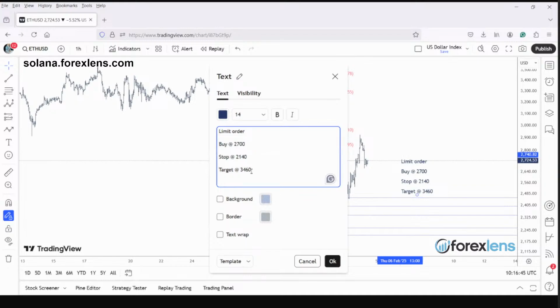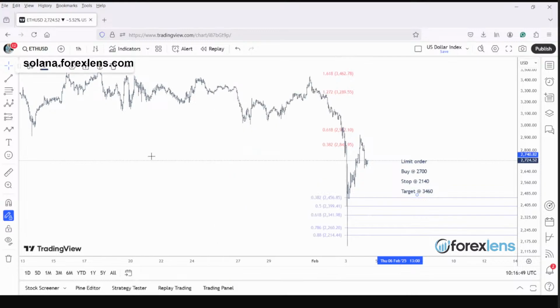Stop is okay, 21.40, and the target is around 34.60. All right.